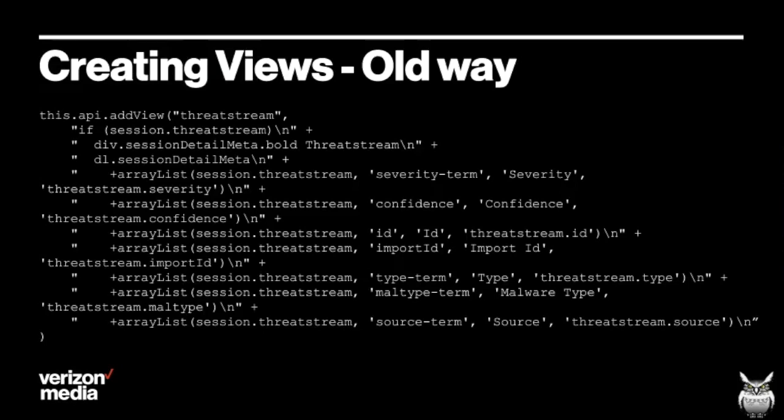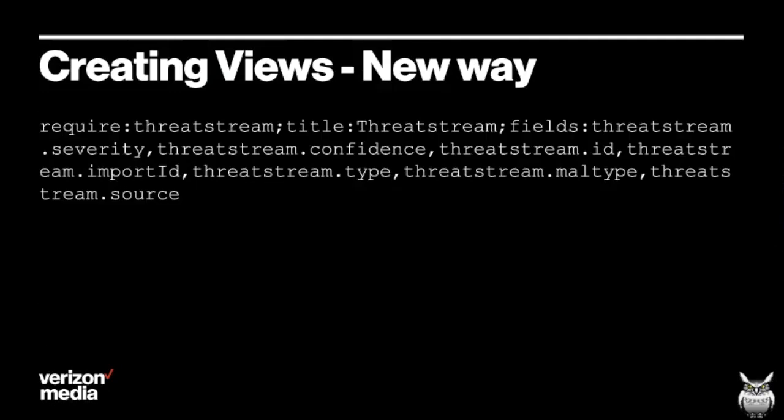So Matt already showed an example about creating views. They're written in this language called Jade, or now it's been renamed to Pug, but we don't like that way. There's a new way where it's much simpler, where you just list the fields and the title of the show, and it will generate the code behind the scenes for you.